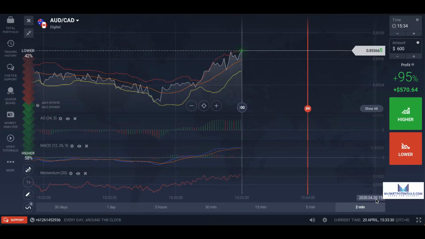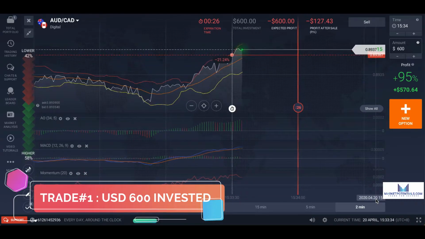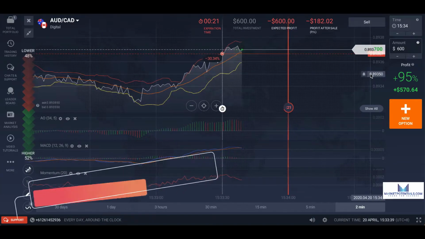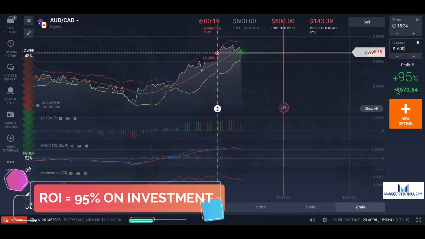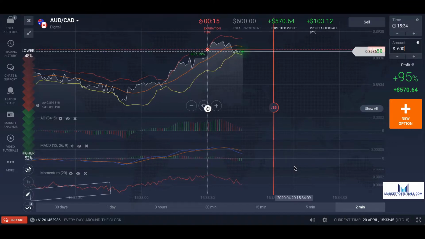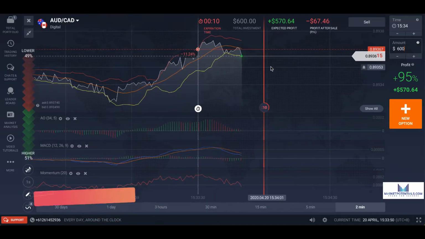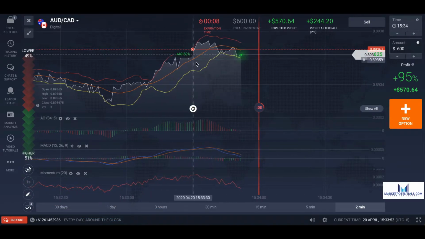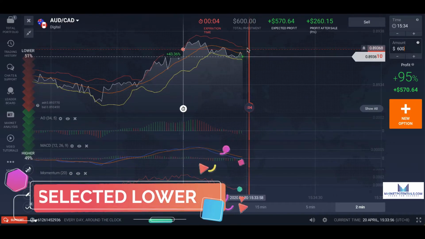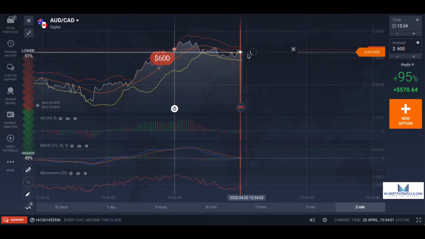Now while that is happening, I've just gone ahead and put in a trade. That's for $600 with a potential profit of 95%, which would earn me a potential $570 if I get it right. The white line is the beginning of the trade, and the red line is the end of the trade. If you forecast it's going to be higher, then it has to end up being higher by the end, or if it's lower, which is what I did, then it has to be below the red line here.